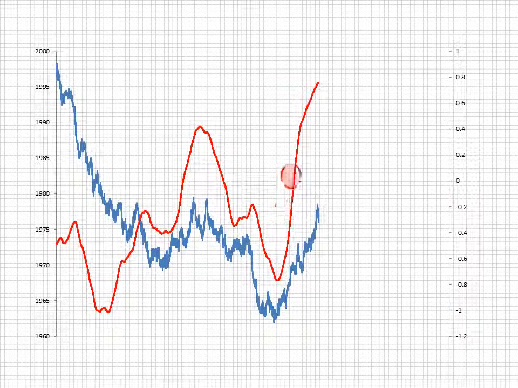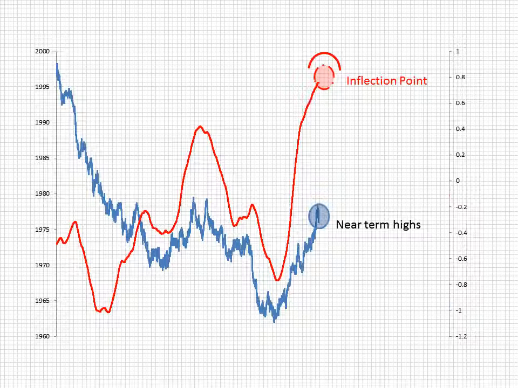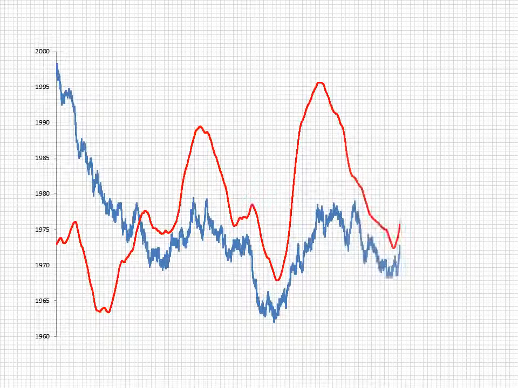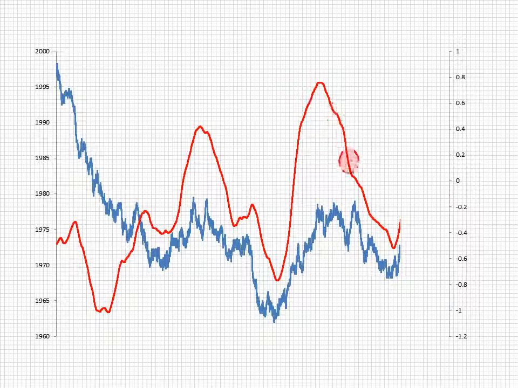Continuing, we see the inflection point indicator forecasting the near-term highs, the inflection point of the market price. Again, we look to sell child orders on the inflection points, the near-term highs of the market price. And finally, we see the inflection point indicator clearly identifying the near-term lows of the market price based on the inflection point, the local minima in the inflection point indicator.